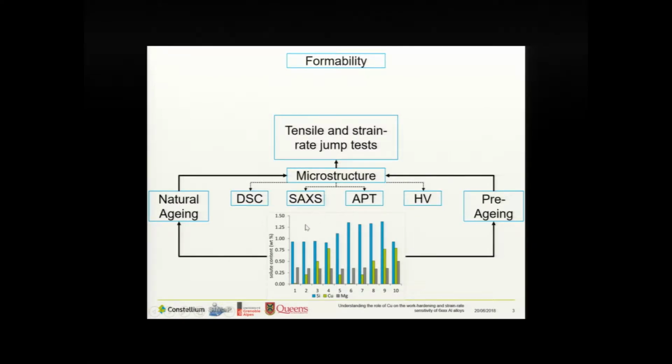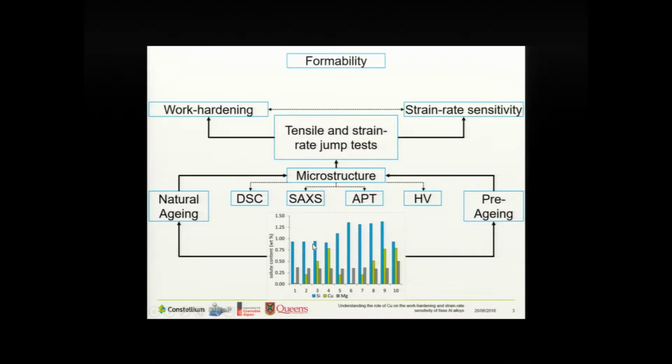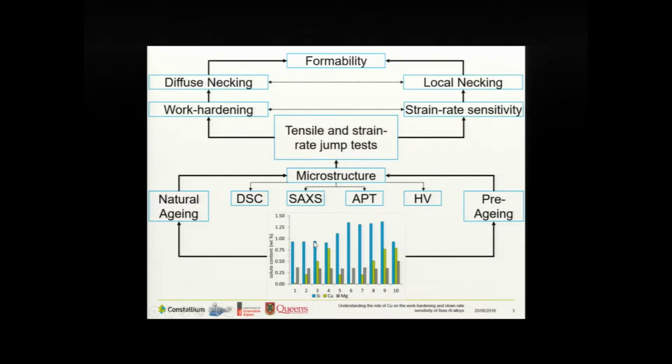We can analyze the microstructure through use of differential scanning calorimetry, small angle X-ray scattering, atom probe tomography, and hardness testing. We can perform the tensile and strain rate jump tests in order to analyze the work hardening and strain rate sensitivity behaviors and how these two interact with each other. We can then see how both of these properties are going to influence the diffuse and local necking behavior of the materials and ultimately lead up into the formability.